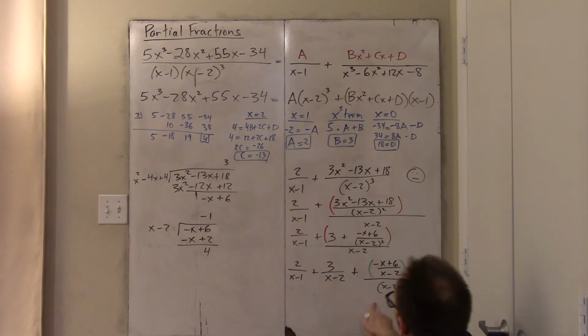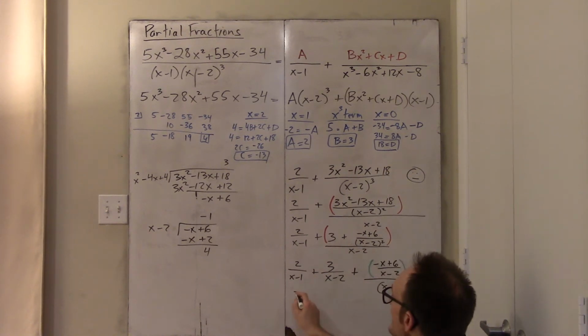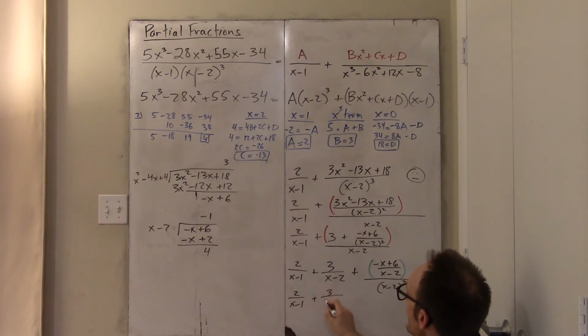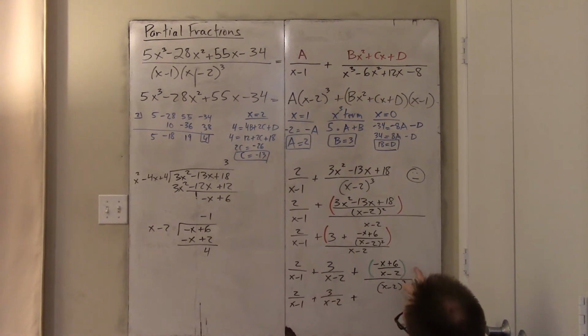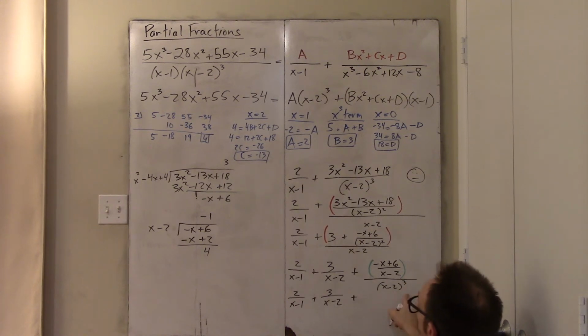So, I have to squeeze 2 more lines in here. That's going to be 2 over x minus 1 plus 3 over x minus 2 plus, and now that green numerator, what is it? It is actually negative 1 plus 4 over x minus 2. But that whole thing was over x minus 2 cubed.